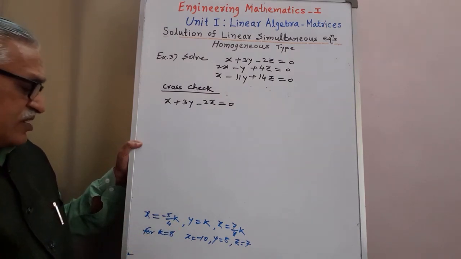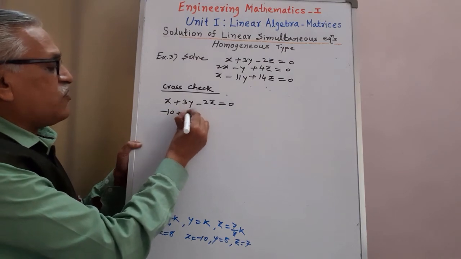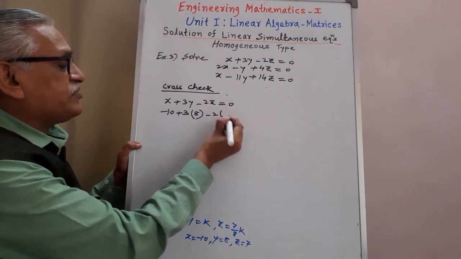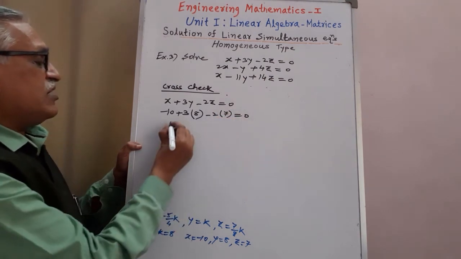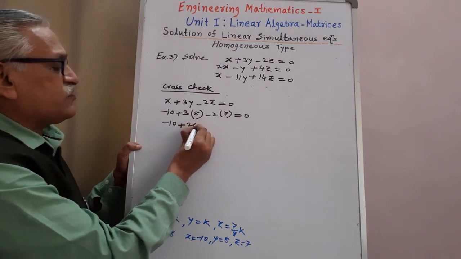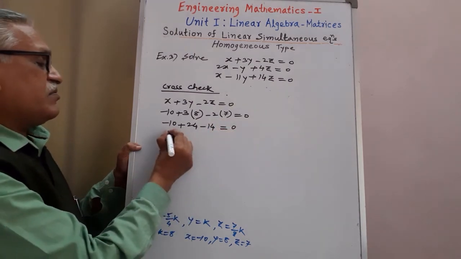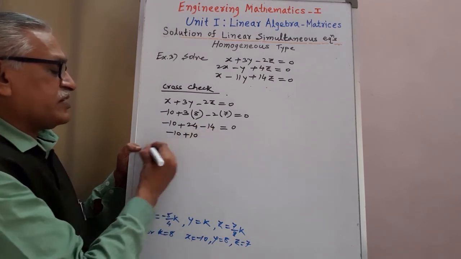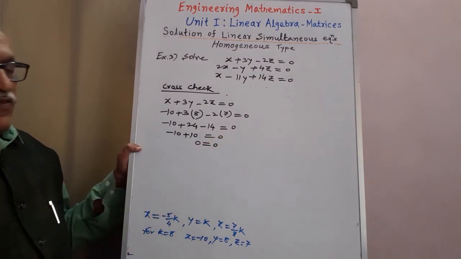Substituting the values. The value of x is minus 10 plus 3 into y, the value of y is 8, minus 2 times z, the value of z is 7. Minus 10 plus 24 minus 14, we get minus 10 plus 10, we get 0. Therefore 0 is equals to 0. First equation is satisfied.